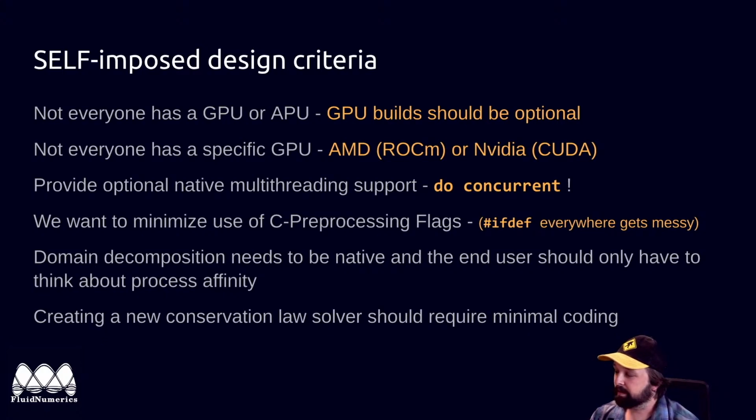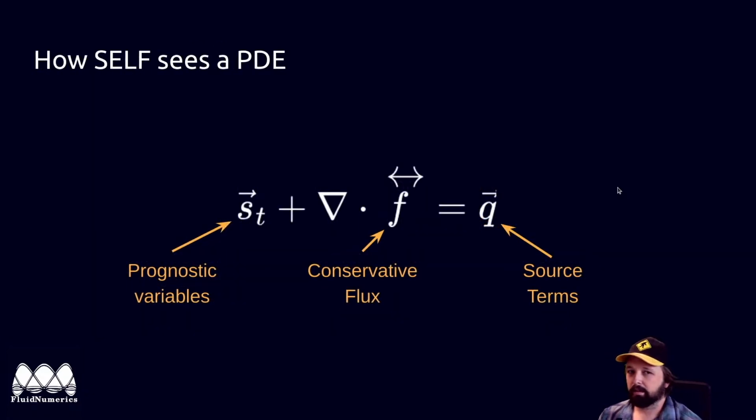Our goal is to set you up with tools to solve a generic conservation law, and we want to do it to where you have minimal coding requirements to make this happen. So let's talk a little bit about what's going on under the hood itself, so you have an idea of the things that we need to do to make that possible.